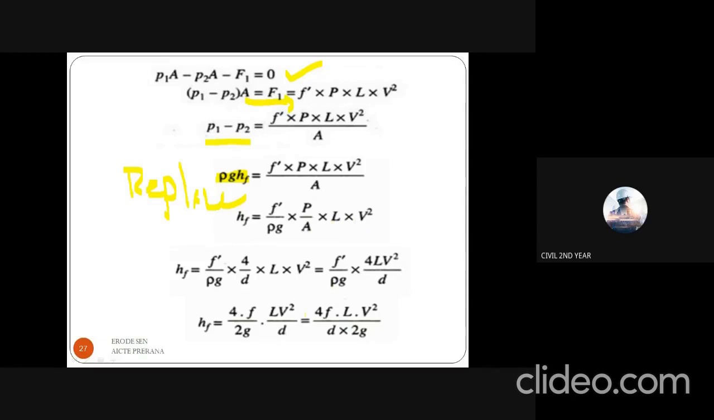So hf is equal to f dash by rho g into 4 by D into L into V square, which is equal to f dash by rho g into 4 L V square by D. So this becomes 4f divided by 2g into L V square by D. So here, 4f L V square by D into 2g. This is the finalized formula: hf equals 4f L V square divided by D into 2g.